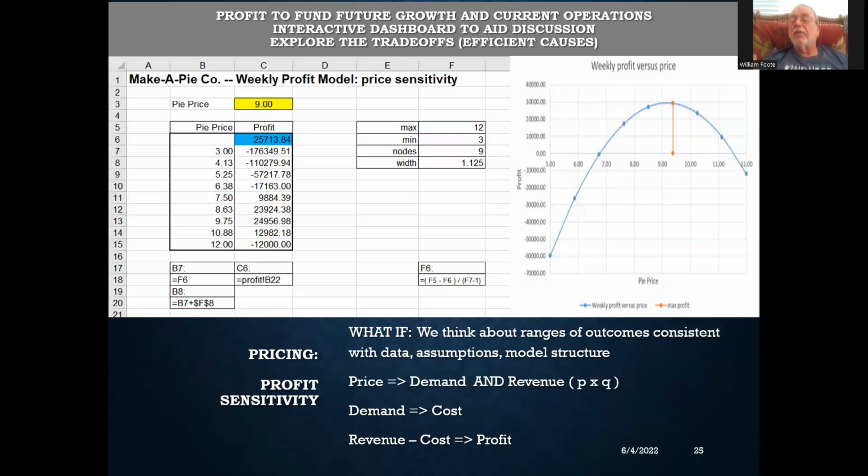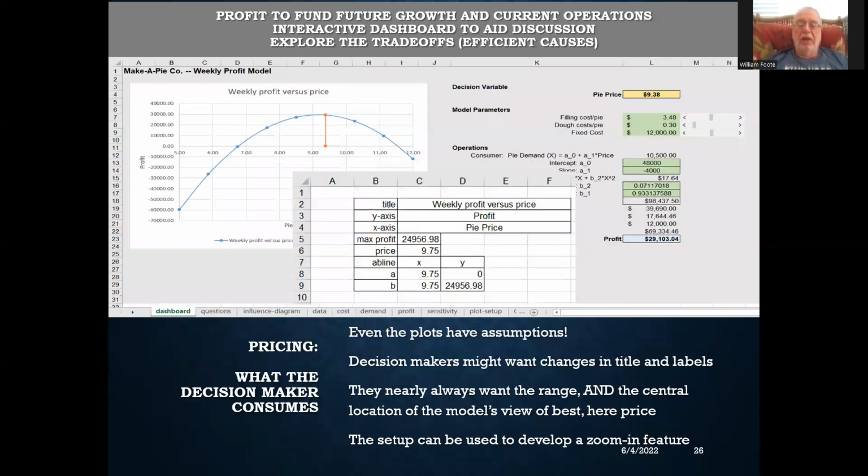Suppose we just want to look between $8 and $10. We could say the max is 10, the min is 8. I love this one because it shows negative profit on both sides, which is an artifact of demand analysis. Sensitivity, exploring the trade-offs. Here we go. And back to the dashboard, which of course again has the ability of the decision maker and us advising the decision maker based upon all of the assumptions.